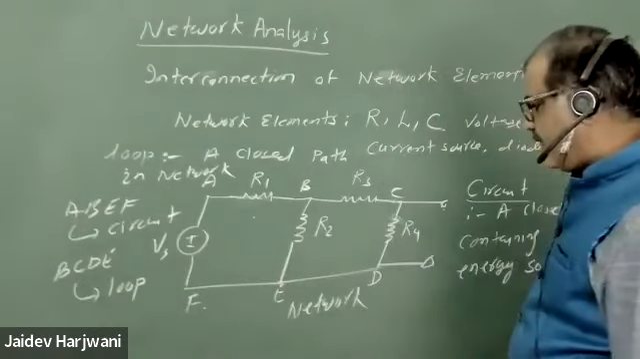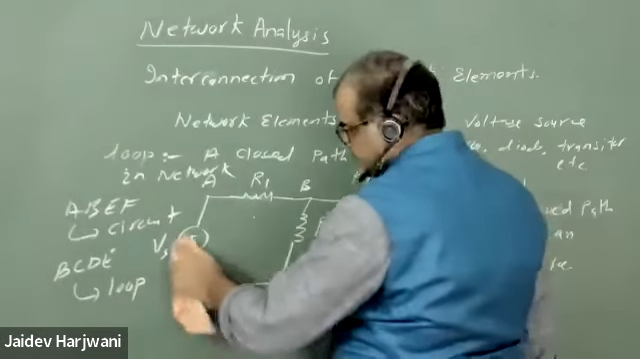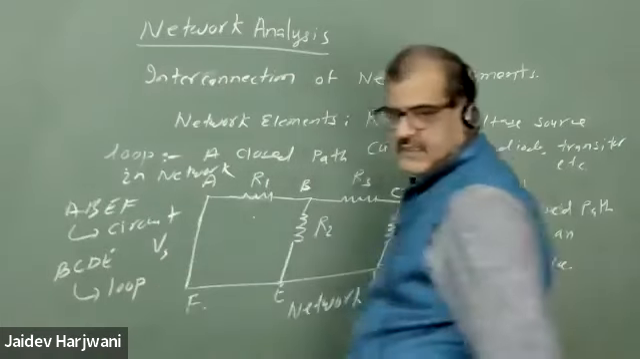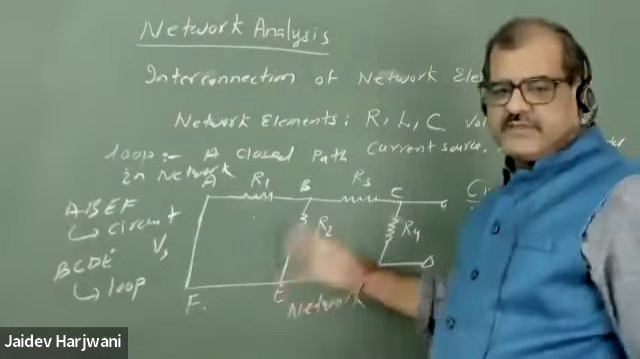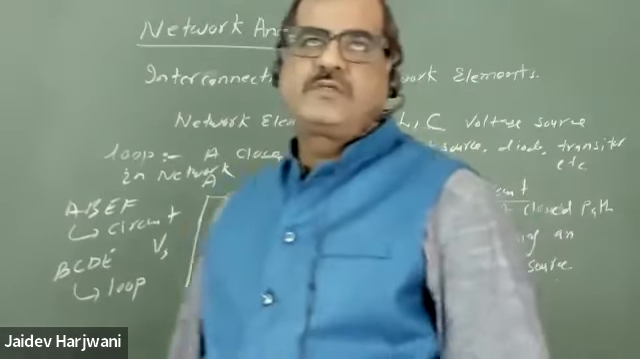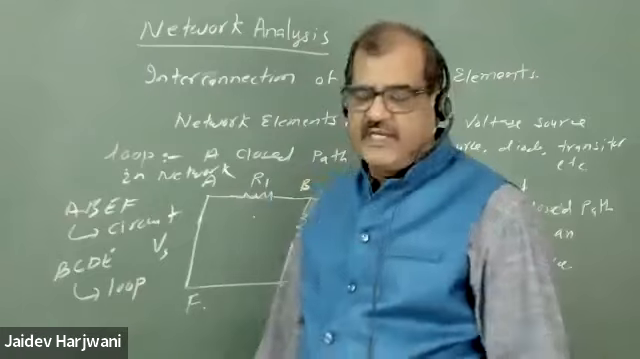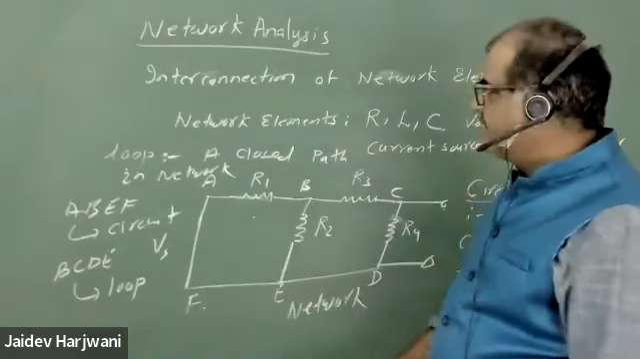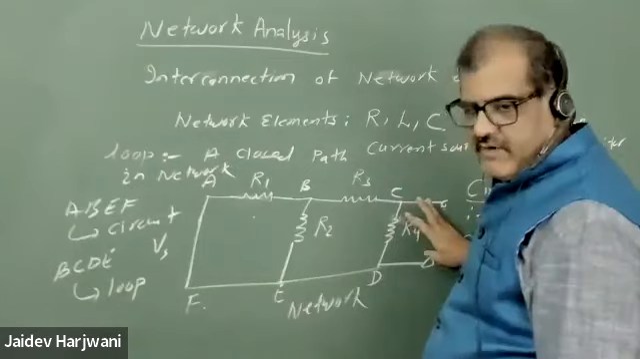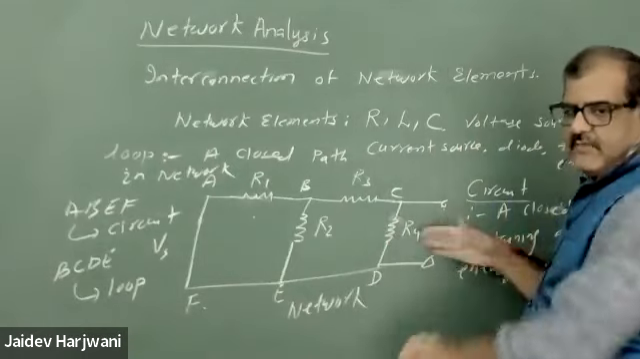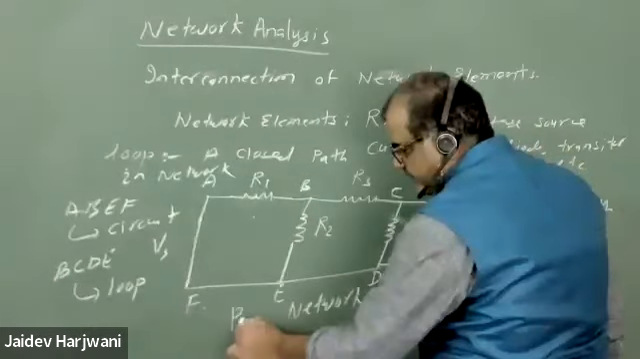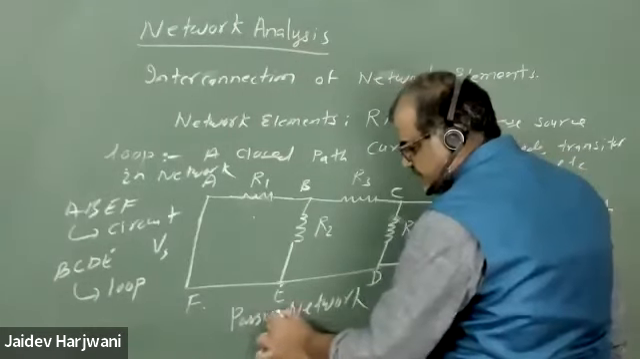Okay, now if I remove this energy source here, this is still a network. Because there is no energy source, we can call it a passive network, but still it's a network. A network is basically an interconnection of network elements. They may have open terminals, and they may not have an energy source. In that case, we call this kind of network a passive network.